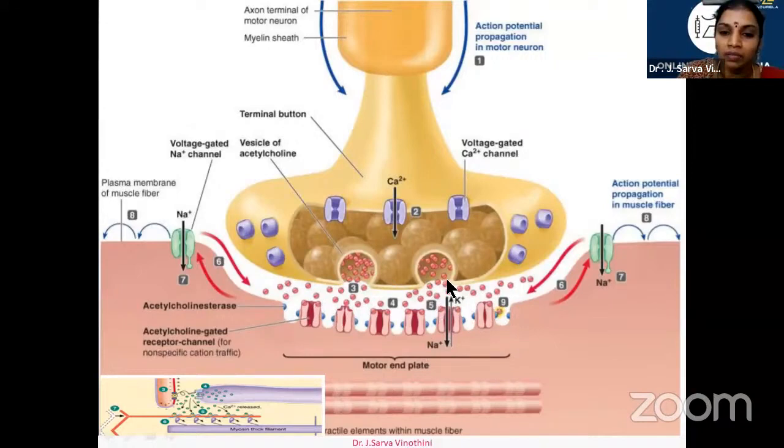When the end plate potential is strong enough, it gets transferred to the surrounding voltage gated sodium channels, and we know about this voltage gated sodium channel also. It has two gates, the voltage gate and the time gate, and we saw the three states that they are in. Once these are activated, the action potential propagates, and it also depolarizes the T tubules. When the T tubules are depolarized, it opens up the dihydropyridine gated ryanodine receptor. This receptor now sends out calcium, and it helps in the muscle contraction. So thank you for listening.